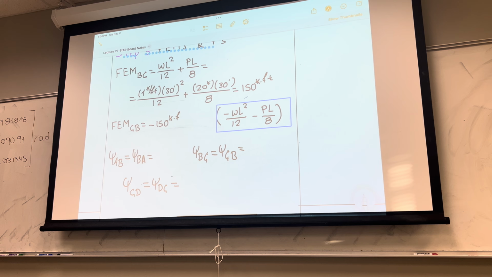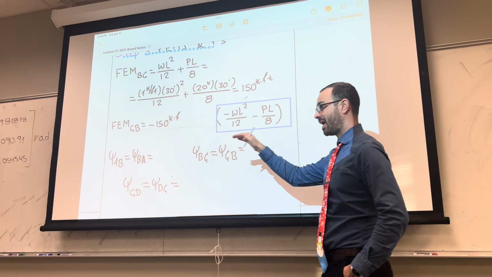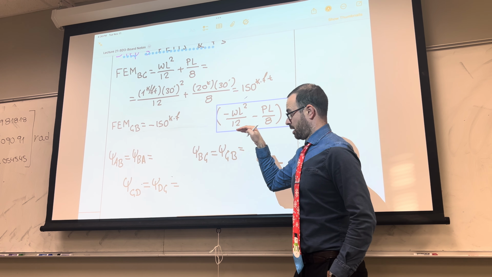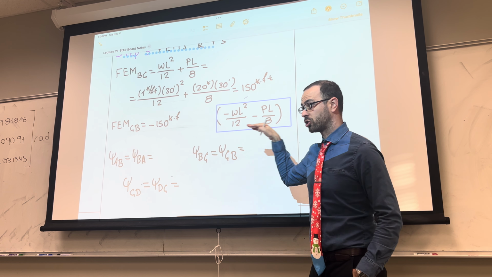So psi AB and BA, we said that you have delta B. So psi AB and BA is how your column moves horizontally.